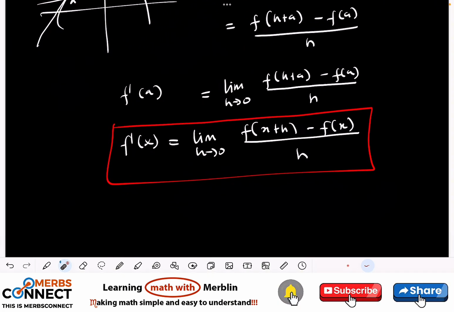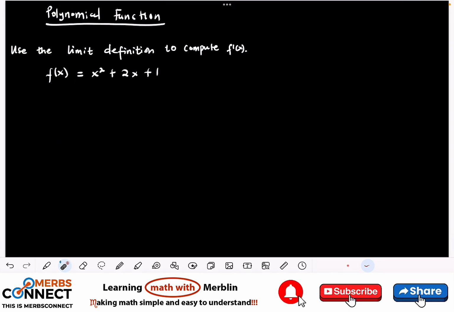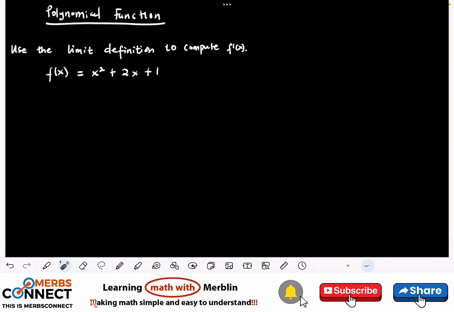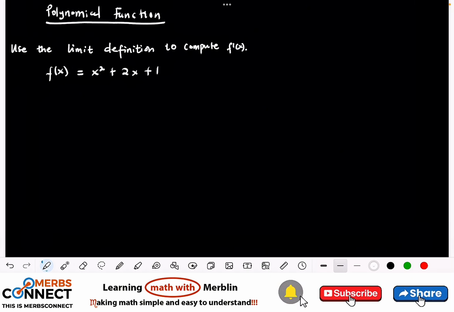Good. So now let's pick examples. A polynomial function first, then we go to rational function. We talk about radical function and then the sine function, then we are done. So I'm going to show you all the tricks that you need to know whenever you are using the limit definition, right? So this is a polynomial function, right?